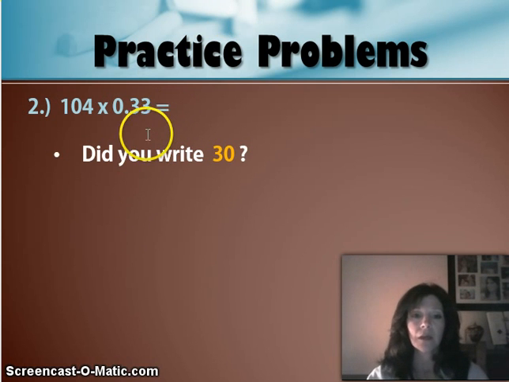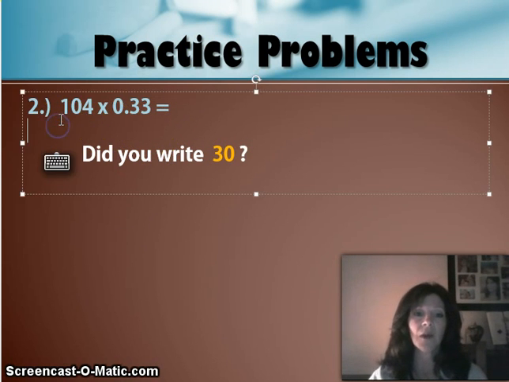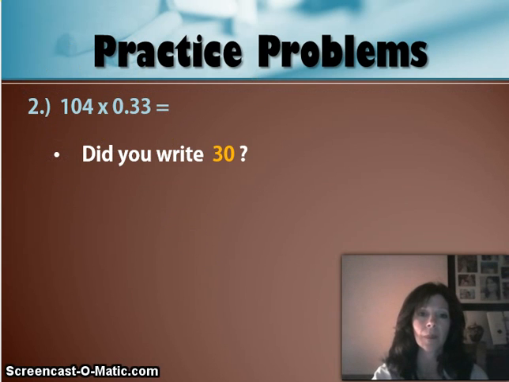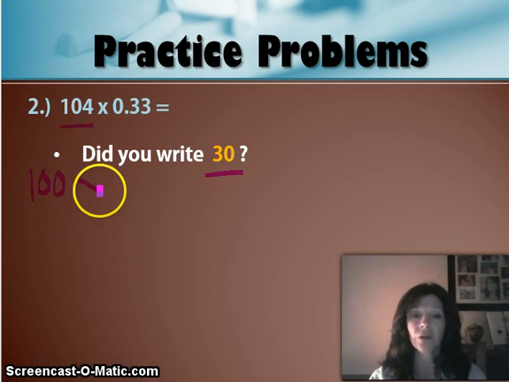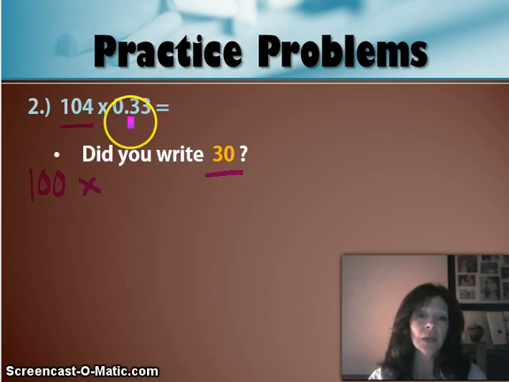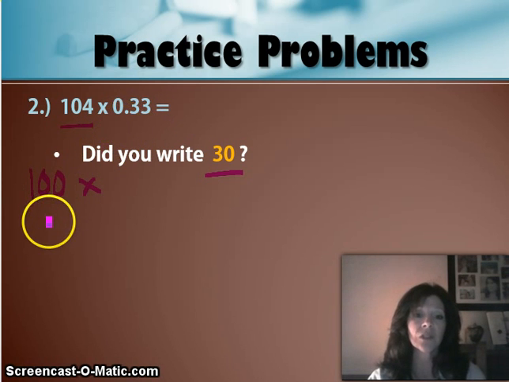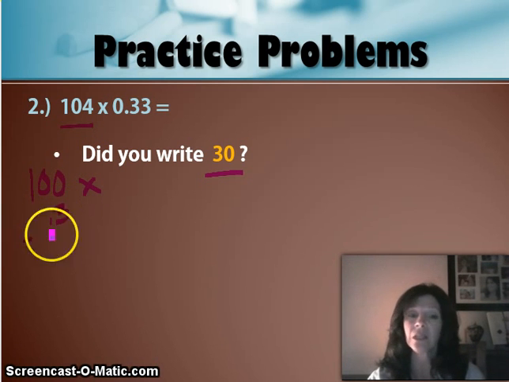All right. Let's look at this problem together. 104 times 33 hundredths. Hopefully for your estimate, you got the answer of 30. Using compatible numbers, you would have estimated 104 to 100. Very simple. 33 hundredths, you could have just estimated to 30 hundredths or simply 3/10, which is the exact same number.